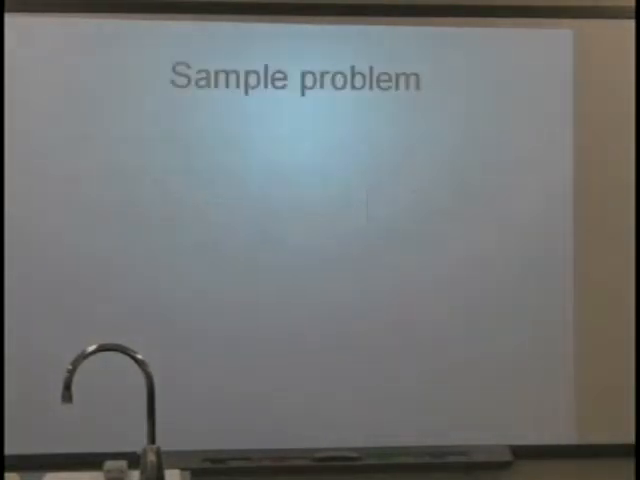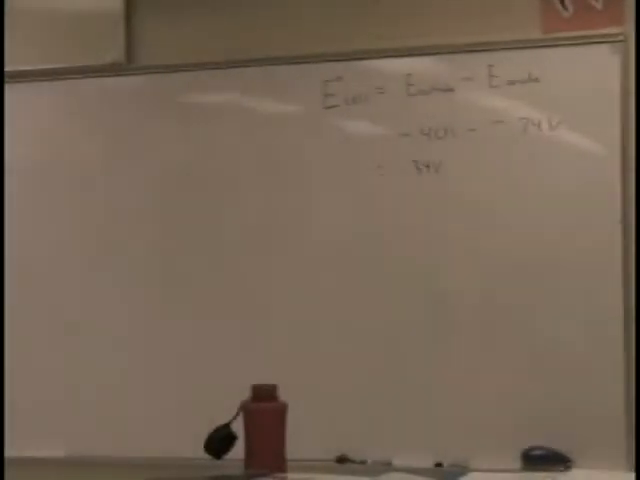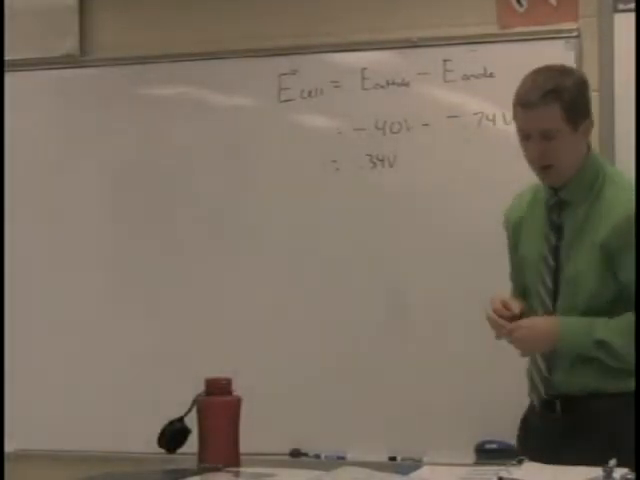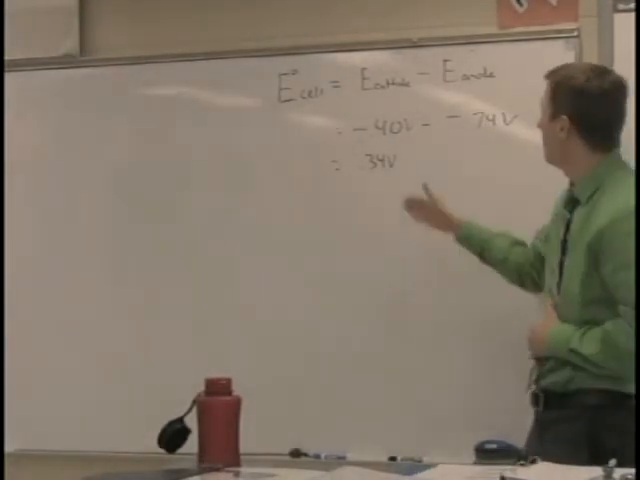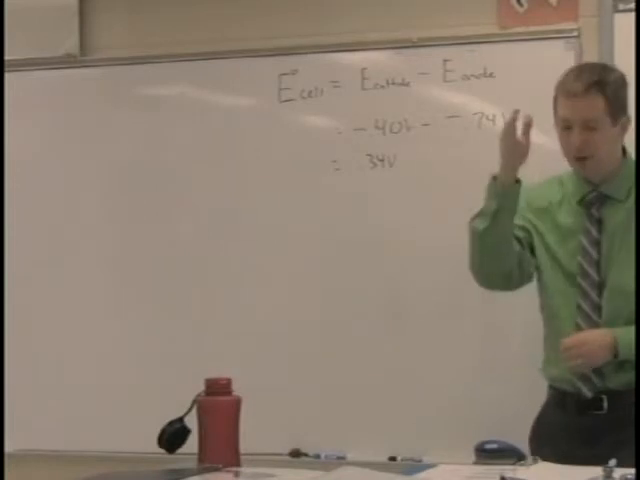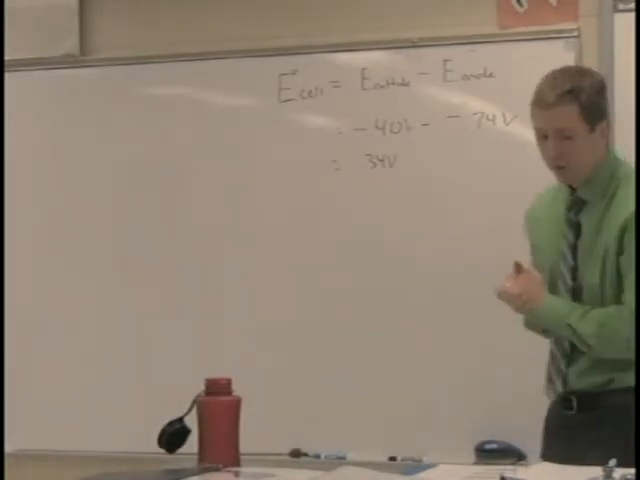So if I go back now to the problem that we have here, if you look on the board, I'm going to set it up for you. The E of the cell is the cathode minus the anode. And once again, I was able to identify the cadmium as the cathode to begin with. The chromium was the anode because of the hierarchy on that table. So this would be what we were able to do.